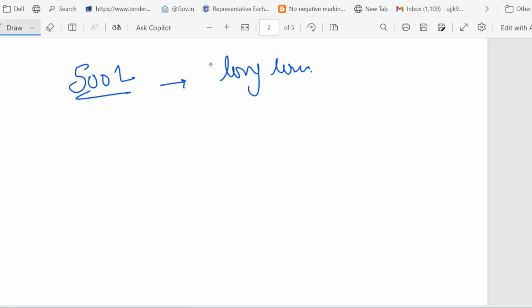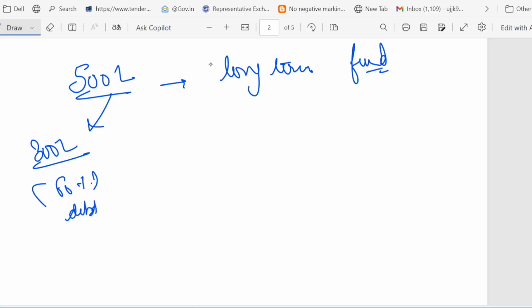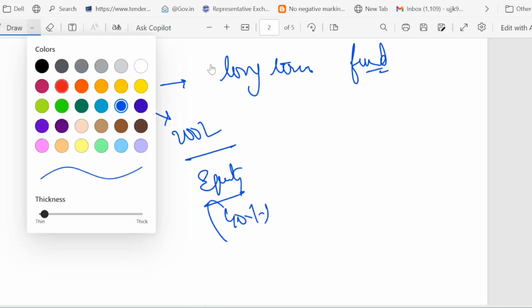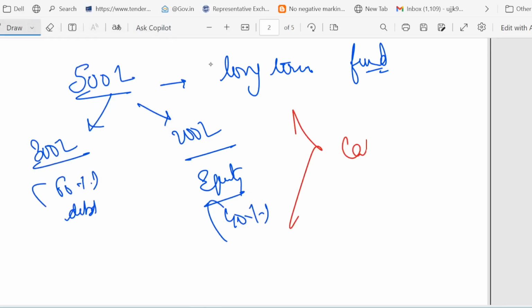Now friends, let's understand the capital structure with a simple example. Suppose the company has raised 500 lakh as a long term fund. Out of this 300 lakh, that is 60%, is the debt. And the rest 200 lakh is the equity, which is 40%. So basically, this mix of debt and equity is called the capital structure.